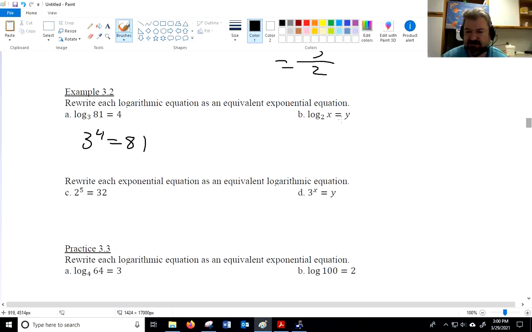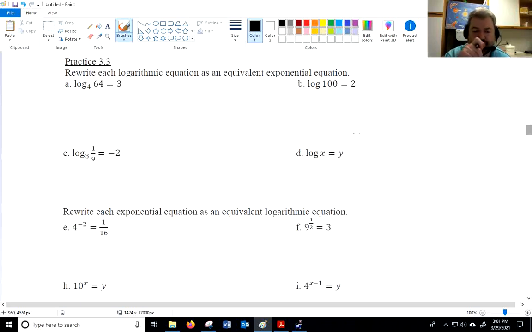Now let's try it with letters. The log base 2 of x is y. What does that mean? Well, same thing as before. It means 2 to the y must equal x. Let's try going the other way around. 2 to the 5th is 32. Definitely true. 2 times 2 times 2 times 2 times 2 gives you 32. So that means the log base 2 of 32 must equal 5. Here we're told that 3 to the x is y. Well, then that means that the log base 3 of y is x.